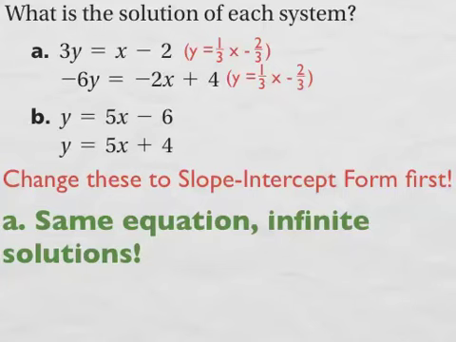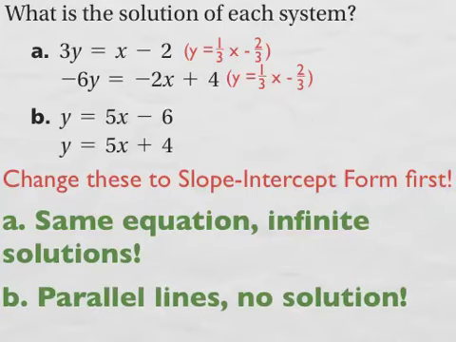Because that is the case, I know that these two lines are going to be parallel. When you have two lines that are parallel in a system of equations, that means that there is going to be no solution. There's no point that is going to be common for both of those lines.